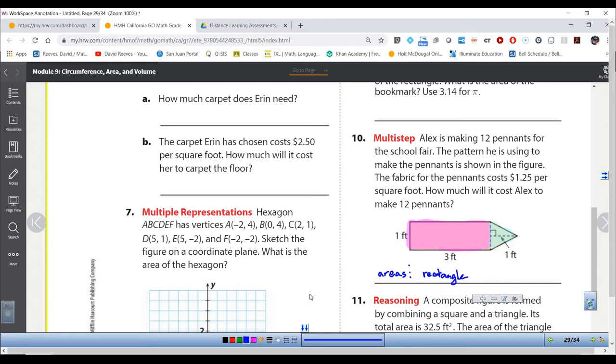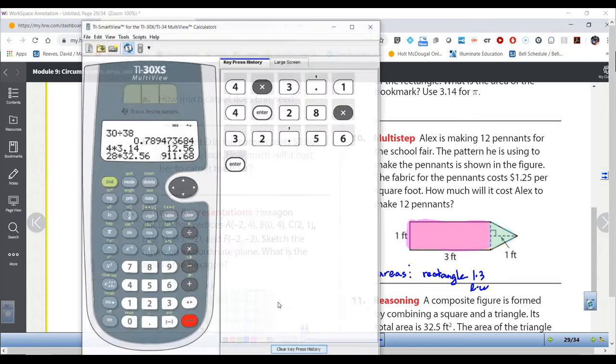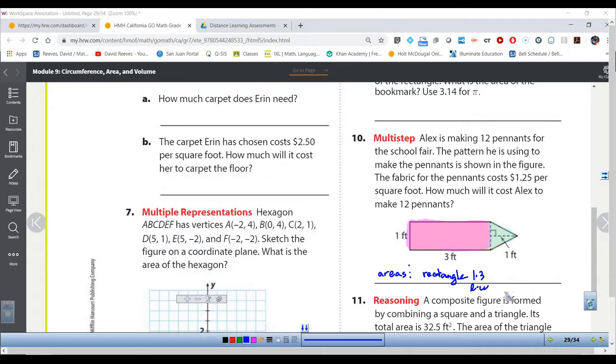And again, the formula for the area of a rectangle is length times width. So this is, oh, this is tough math, guys. 1 times 3. Should I get out my handy dandy calculator? No! 1 times 3 is 3. So the area of that part, the pink part of the pennant, is 3 square feet.